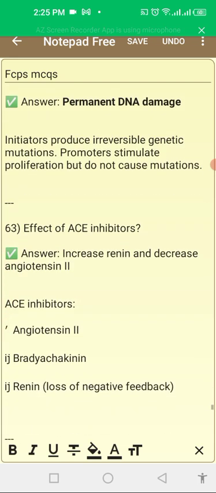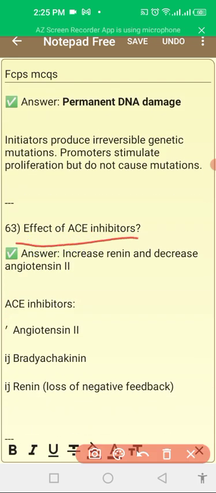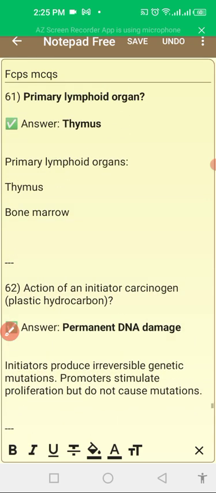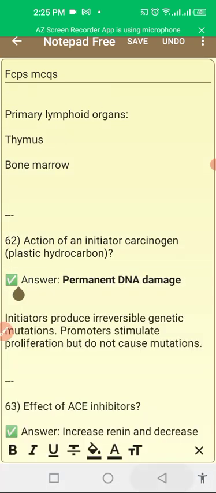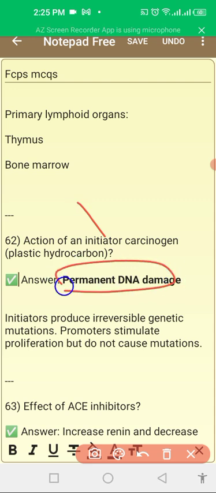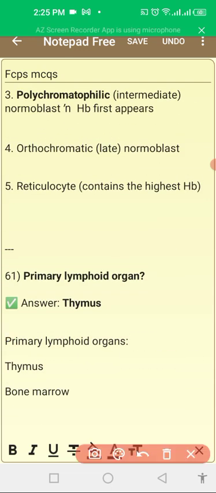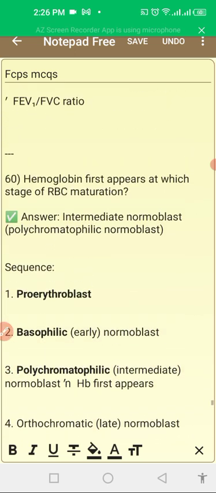Now, as we already discussed, ACE inhibitors cause dry cough due to accumulation of bradykinin, and more renin will be there and no feedback mechanism will be there. Another one is the action of an initiator in carcinogenesis: damage of the DNA, but that damage is permanent, and it is forever. When initiators produce irreversible genetic mutation, carcinogenesis develops. Primary lymphoid organ is thymus, secondary are the tonsils, the Peyer's patches, and the MALT, and things like that.